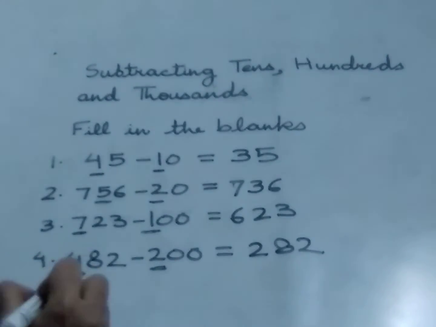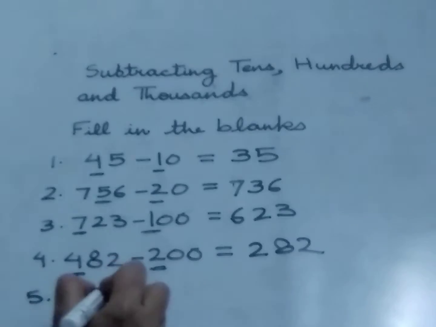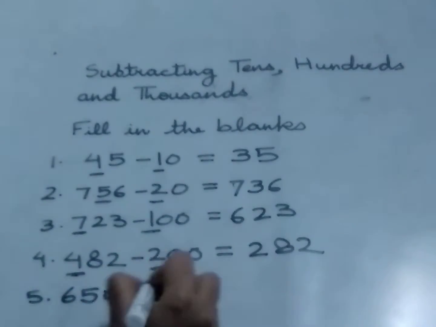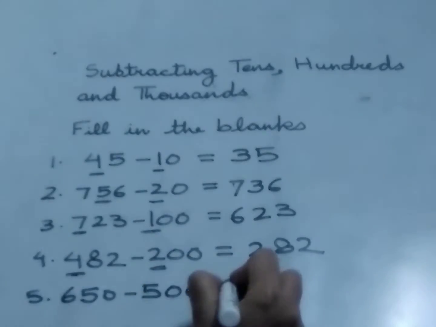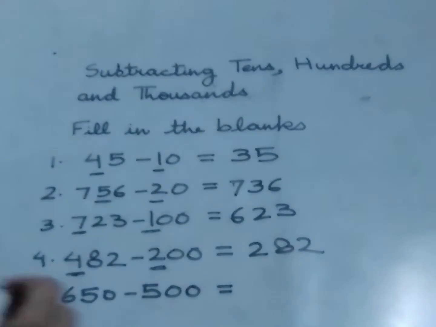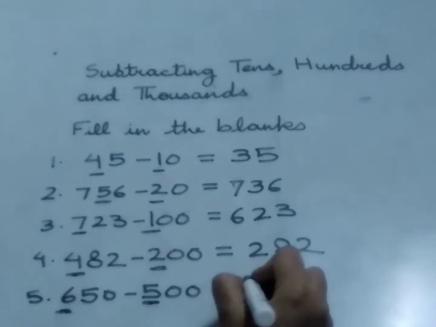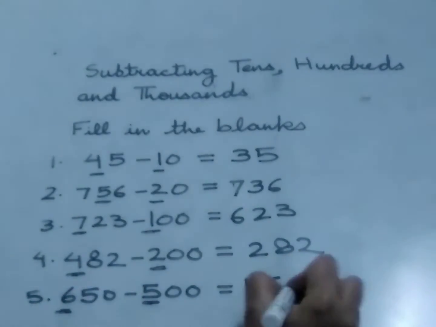Question number 5 is 650 minus 500. Decrease the hundreds digit by 5. 6 minus 5, you get 1. The remaining number 50. 150.